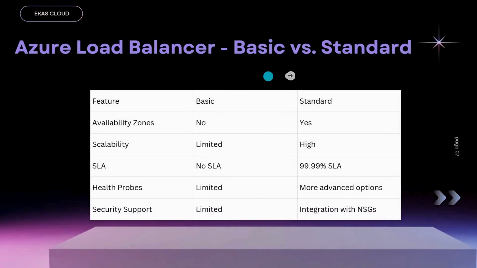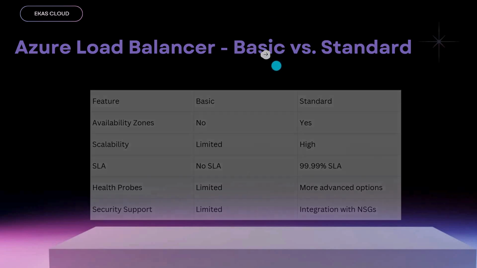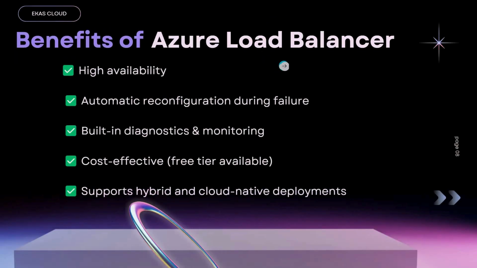Now we will see the difference between the basic and the standard load balancer in Azure. The basic is for small scale use and has limited features. The standard is recommended for production and offers zone redundancy, diagnostics, and higher scalability. Think of basic as a regular bike for short rides and standard as a high performance bike for long trips and heavy use.